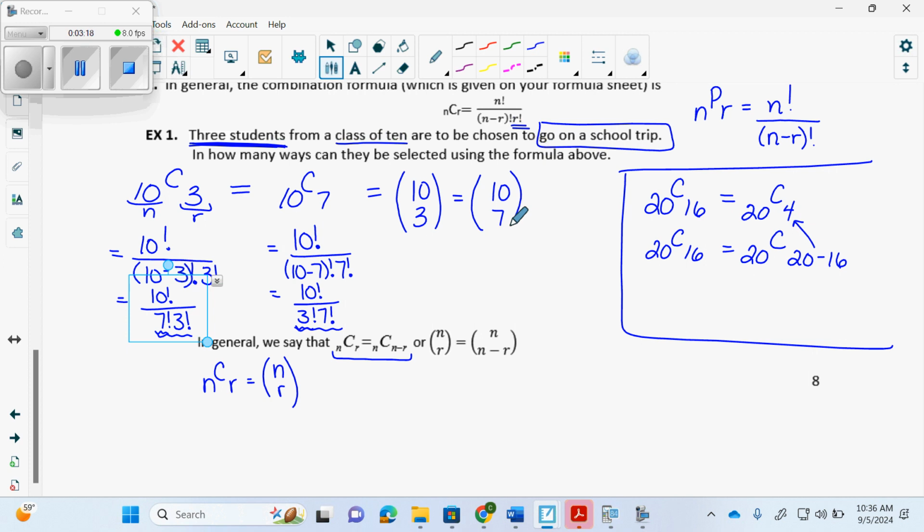So they could say 3 students from a class of 10 go on a school trip and give the answer 10C7. And some people will sit there and be like, how does 7 work if they said 3 people go? Well, 10C7 is the equivalent of 10C3. They are the same, right? So you need to know that you can interchange those. All right? So, next page.